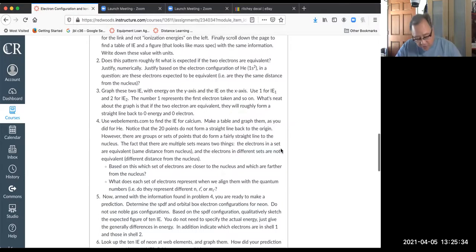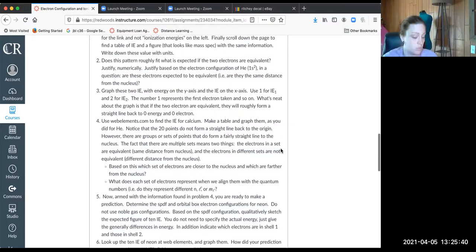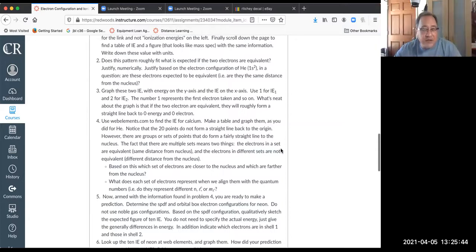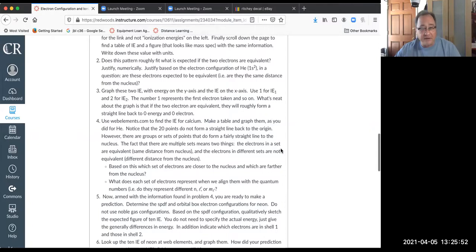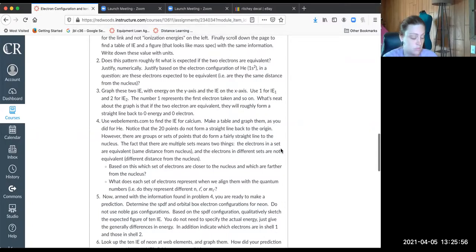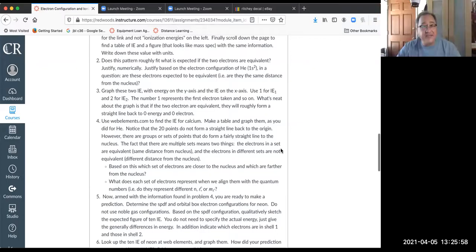Now, furthermore, what do you expect the electron configuration of helium to be? 1s2. So doesn't that mean that both electrons are in the first shell? Yes. And they're both in an s subshell? Yes. And since there is only one orbital there, they're both in the same orbital. So I would say, yeah, it does justify the idea that they seem to be equivalent.